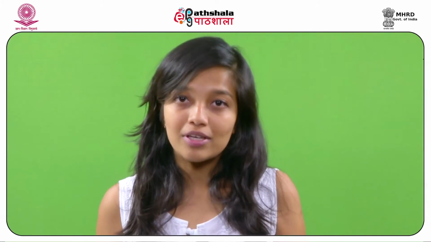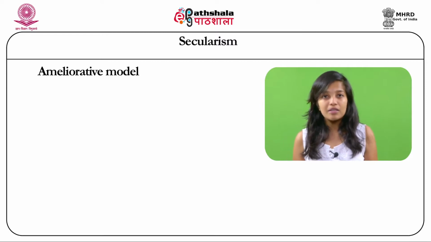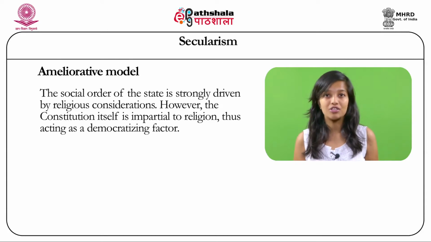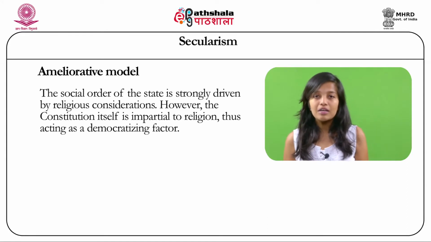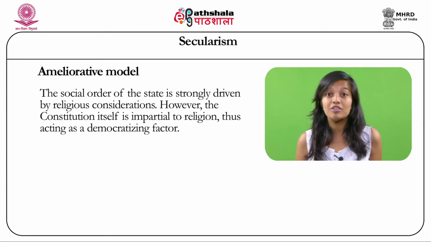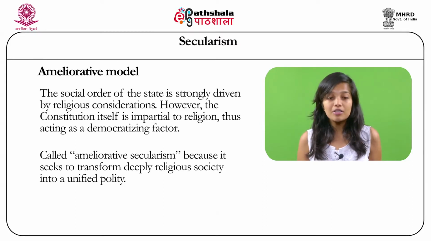Now let's move on to the second model that we discussed, ameliorative secularism. What does this mean? Within ameliorative secularism, the social order of the state is strongly driven by religious considerations, which means that there are thick socio-cultural consequences of religion within the territory. However, in these situations, the constitution itself is impartial to the idea of religion. Therefore, the constitution acts as a democratizing factor. Why is it called ameliorative secularism? The term is coined because what the constitution seeks to do in these cases by incorporating secularism is to transform a deeply religious society into a uniformed polity.